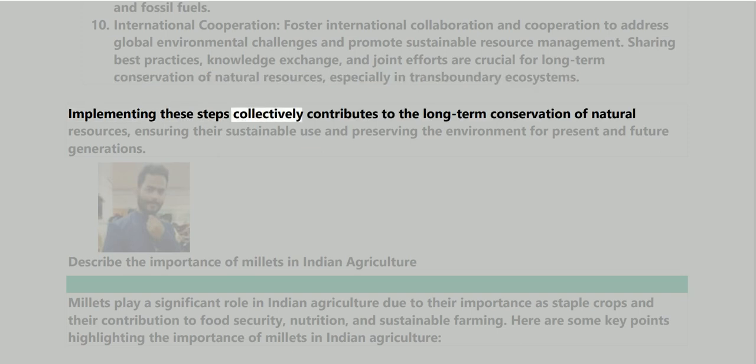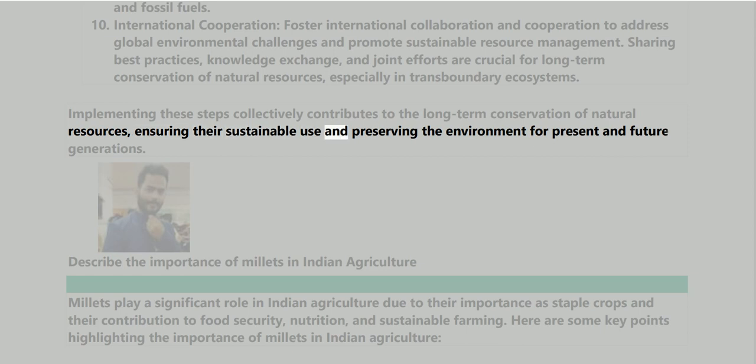Implementing these steps collectively contributes to the long-term conservation of natural resources, ensuring their sustainable use and preserving the environment for present and future generations.